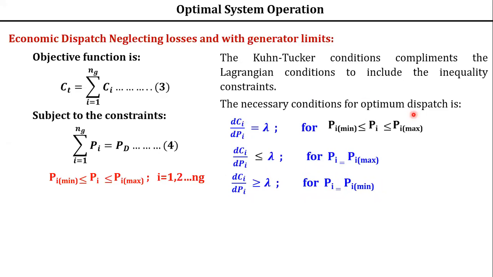Please remember these three conditions, the necessary conditions for optimal dispatch for this case: economic dispatch, neglecting losses, and considering the generator limits. Understood?